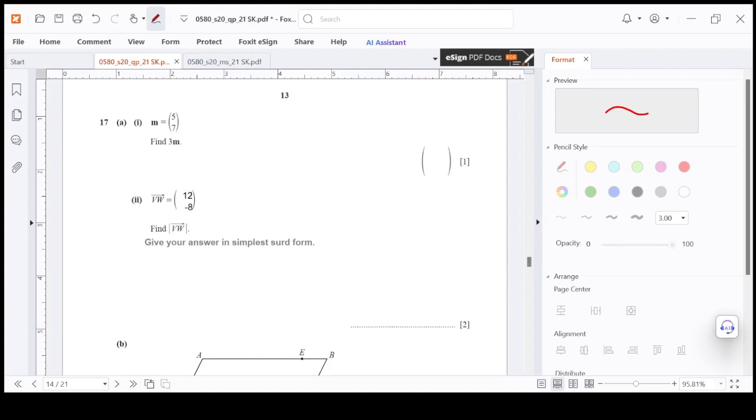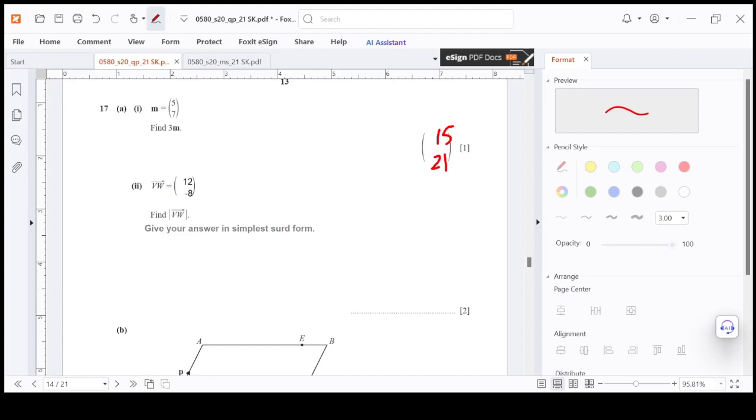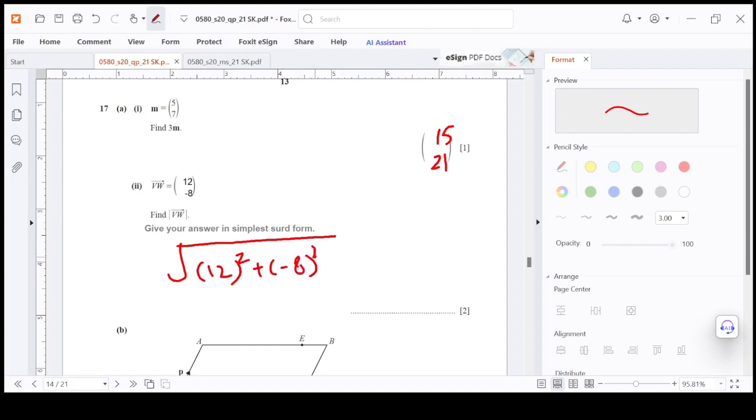Okay. Part 1 is find 3m. This is vectors. So that would simply be 15 and 21. VW is 12 minus 8. Find the magnitude of VW. So it's going to be the square root of 12 squared plus minus 8 whole squared. 144 plus 64. That gives 198 square root. And now we simplify it because it says give your answer in simplest surd form.